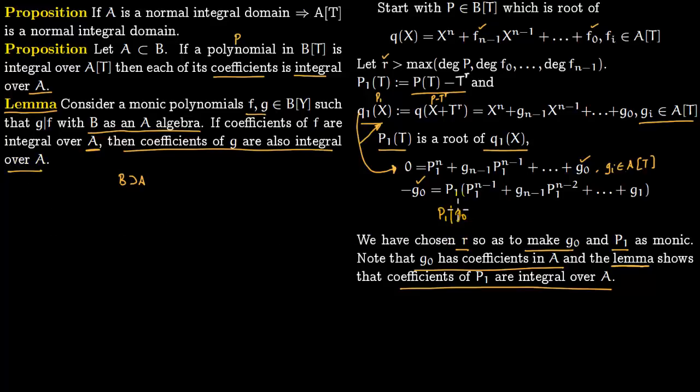So in this case, our f is g0 and our g here is p1. So the lemma will show that coefficients of p1 are integral over A, because the lemma shows that coefficients of g are integral over A, and we are setting g as p1 here, and coefficients of g0, or f, are integral over A, because g0 has its coefficients lying within A. So let us prove this lemma now.